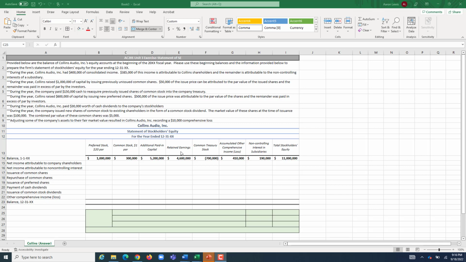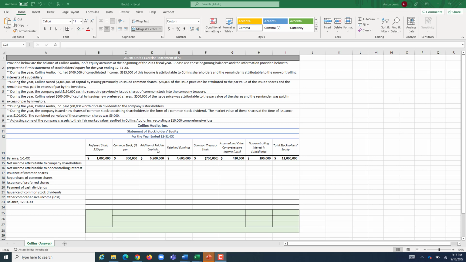Like the statement of retained earnings shows the beginning balance, the end balance, and the individual changes that happened during the period that took it from the beginning balance to the end balance. Well, our statement of stockholders' equity is going to apply that same concept. Beginning balance plus or minus changes gives you your end balance, but instead of doing it just for retained earnings, we're going to do it for every single account that shows up in the equity section of a company's balance sheet. So here, for Collins, we have a preferred stock account, a common stock account, our additional paid-in capital account.